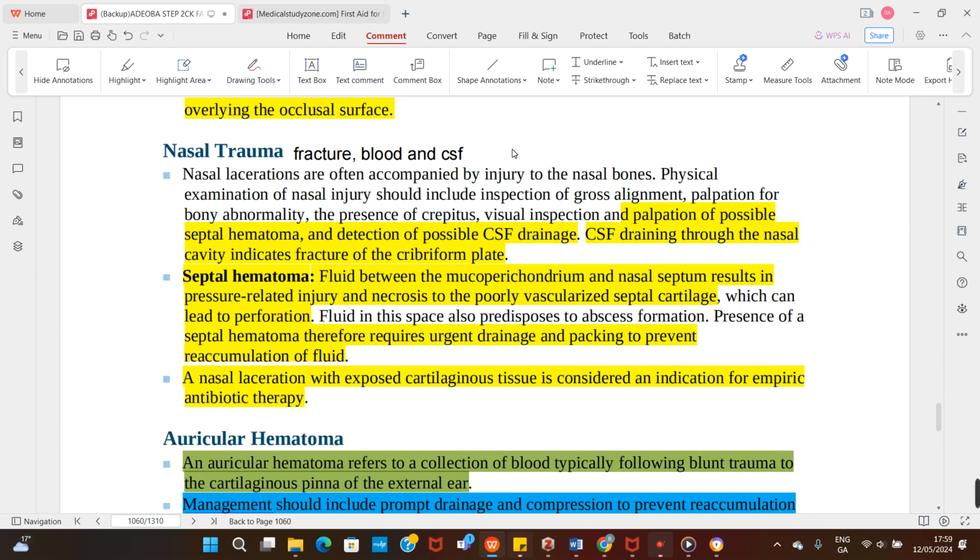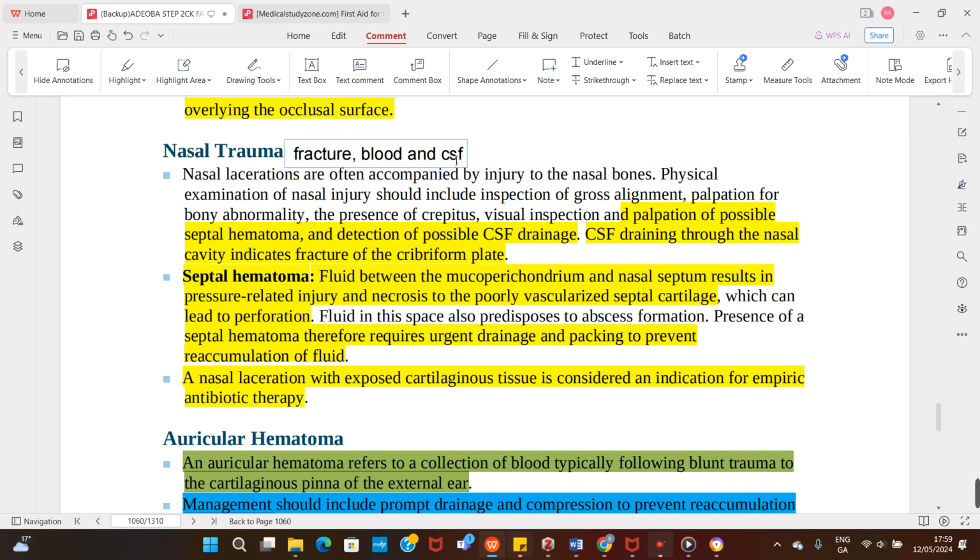And sometimes you might see rhinorrhea, just like we are seeing otorrhea in basal skull fracture involving the ear, right? So there is tendency of the CSF also draining to the nose, rhinorrhea. So you have to check for that too. So the fracture, the gross malalignment, the crepitus, all those ones are for fracture. The blood, hematoma, you feel for swelling. The CSF is when you see clear fluid kind of draining through the nose.